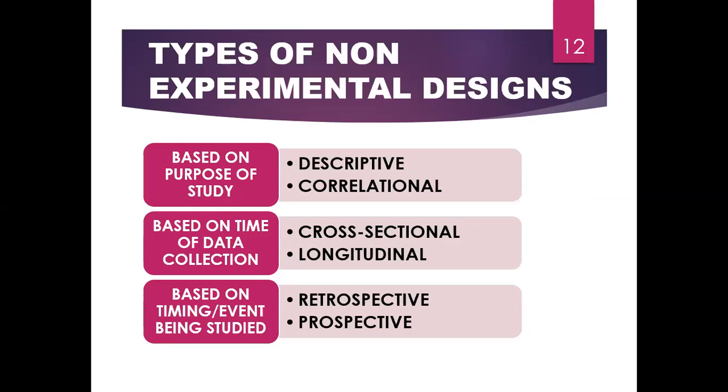Types: there are various types of non-experimental designs, based on three broad categories. One, based on the purpose of the study: what is the purpose of the study, whether it is descriptive or correlational. Two, based on the time of data collection, that is, when the data is collected: cross-sectional or longitudinal. Three, based on the timing of the event being studied: they can be either retrospective or prospective in nature.